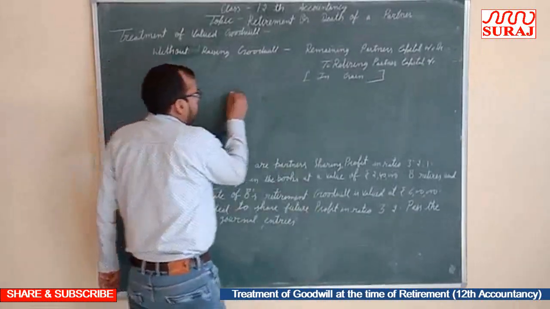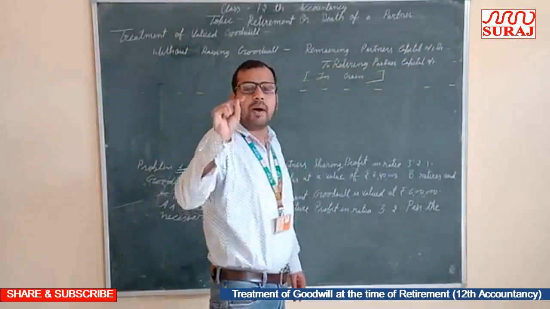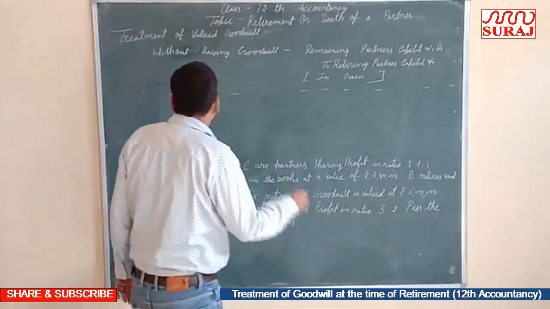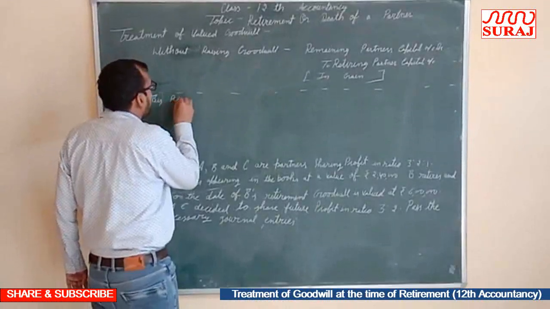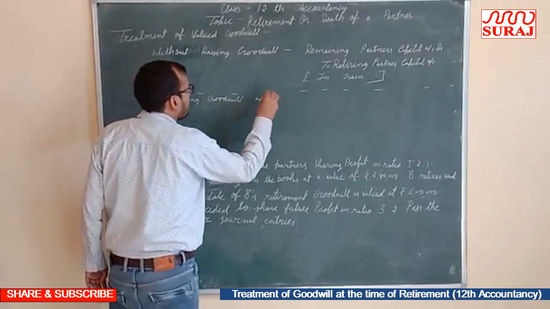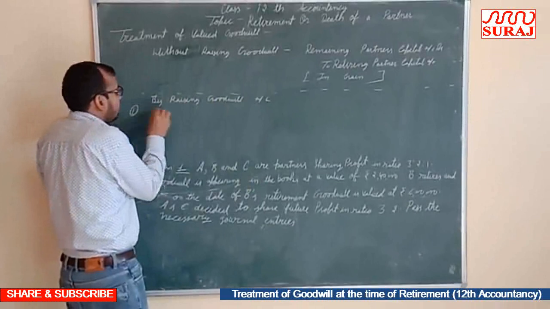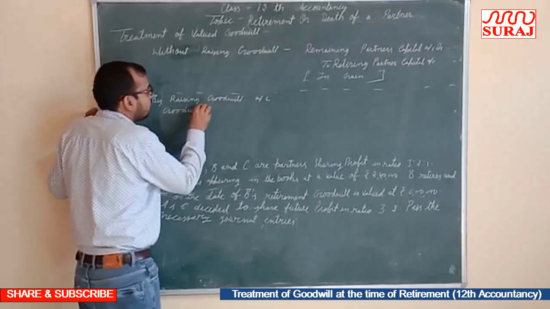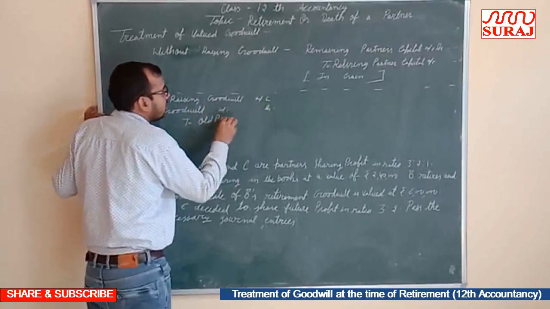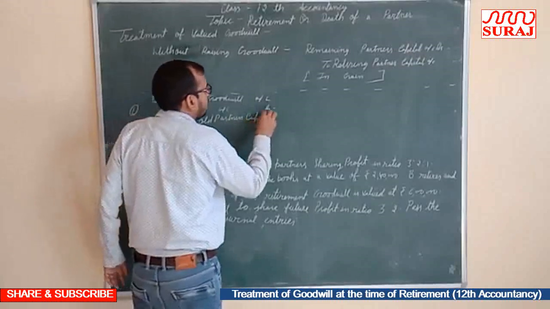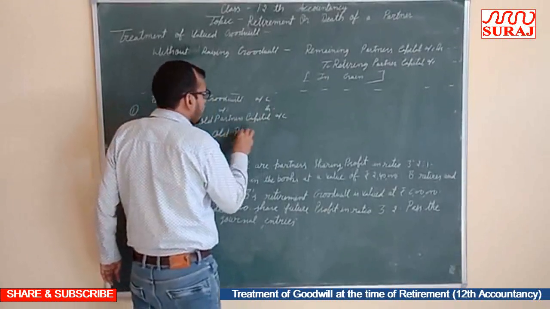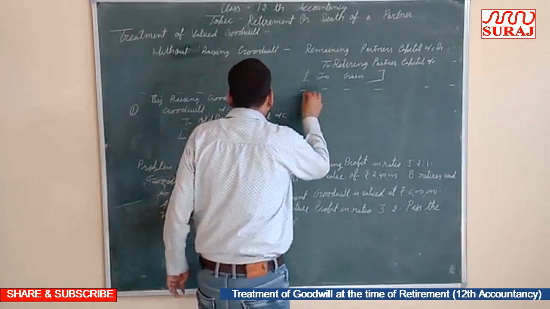In 2019, another topic was included: by raising goodwill account. If the question specially says the treatment of goodwill is by raising goodwill account, then two entries will be passed. First, goodwill account debit to old partners' capital account in old ratio.